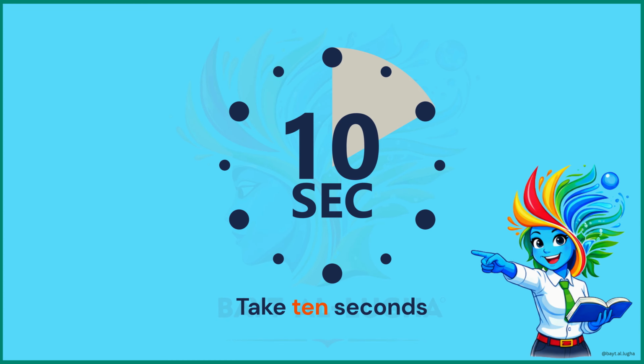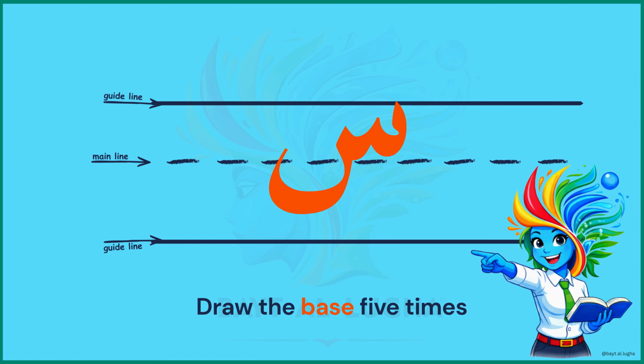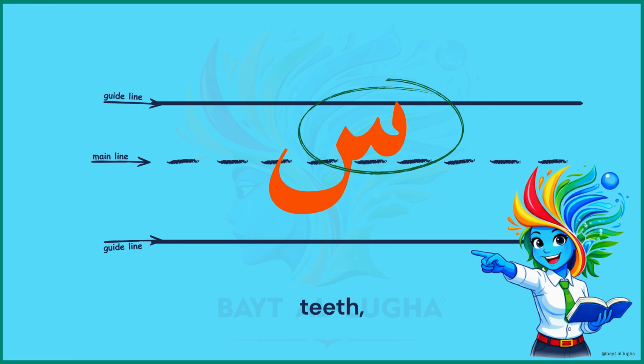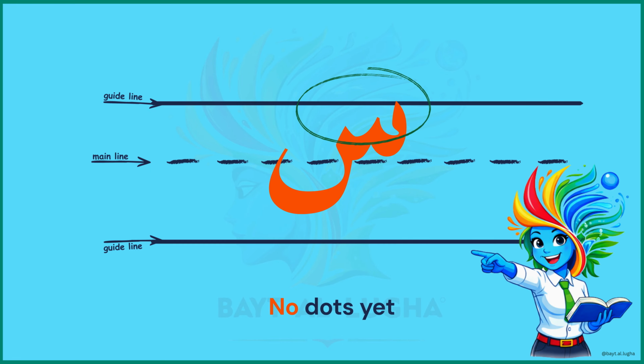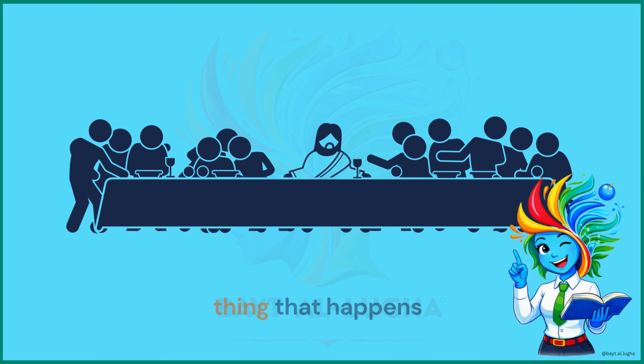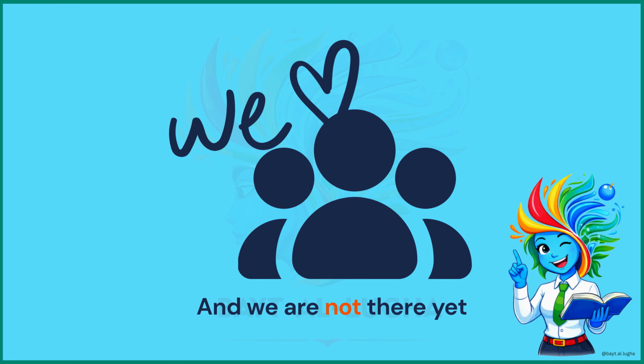Take 10 seconds. Draw the base 5 times. Teeth, teeth, teeth, ball. No dots yet. Dots are the last thing that happens to any letter in Arabic, and we are not there yet.